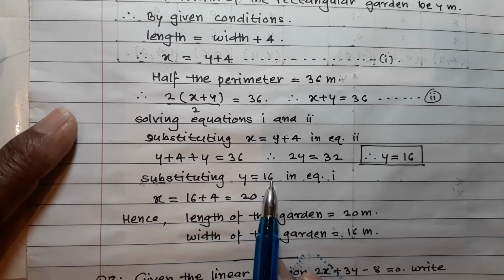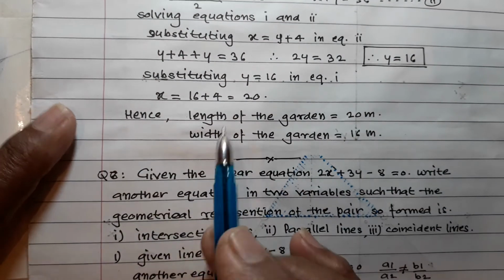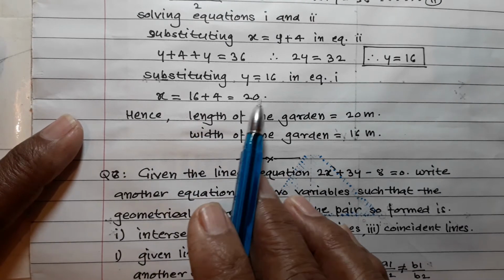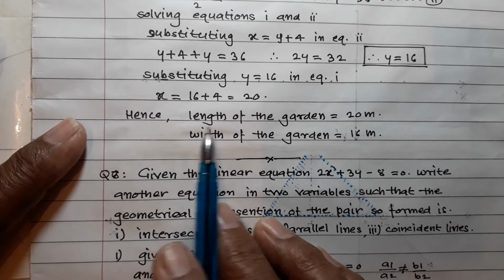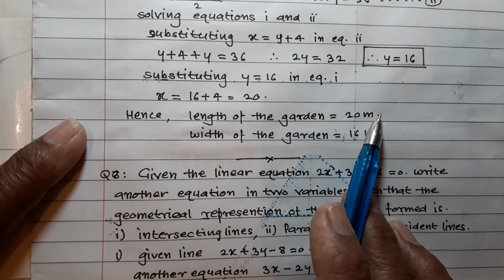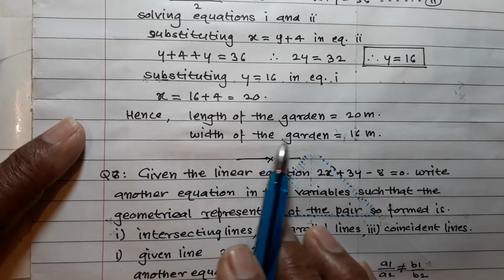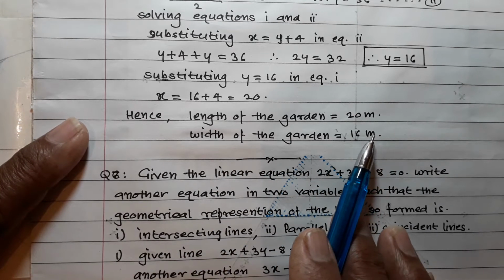Substituting y is equal to 16 in equation number 1, x is equal to 16 plus 4 is equal to 20 and hence length of the garden is equal to 20 meters and width of the garden is equal to 16 meters. Okay.